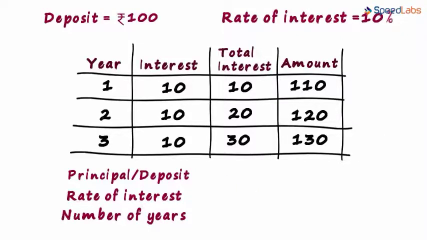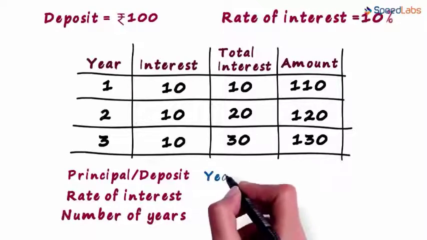This concept we just saw is called simple interest. The interest amount is based on the original principal only. Also notice that the total interest after the second year is twice the interest of 10 rupees, and the interest after the third year is equal to 3 times the interest of 10 rupees. Can we deduce a formula to get the total interest after a few years?